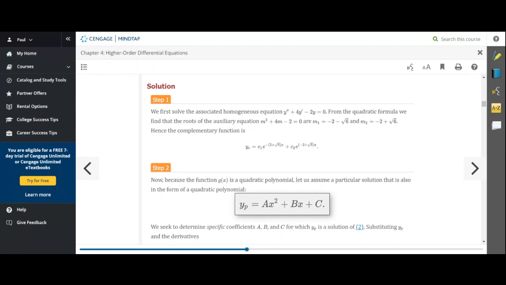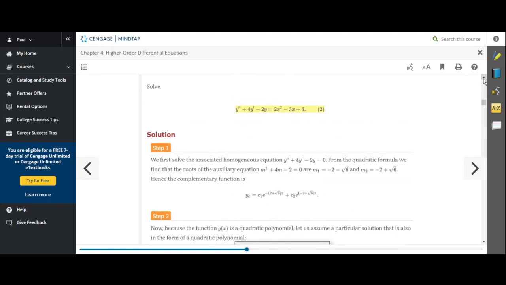So the guess that you're making for the particular solution is based on the right-hand side of the differential equation. Hold on, let me get this off. One moment. I don't want any interruptions here from email.